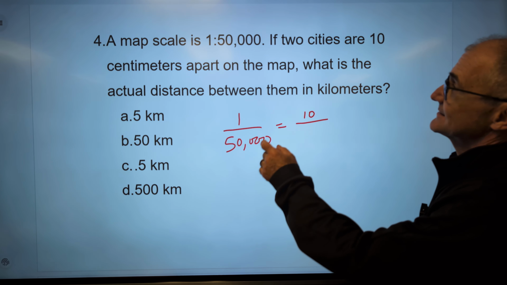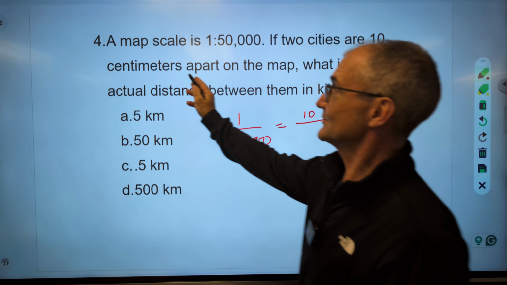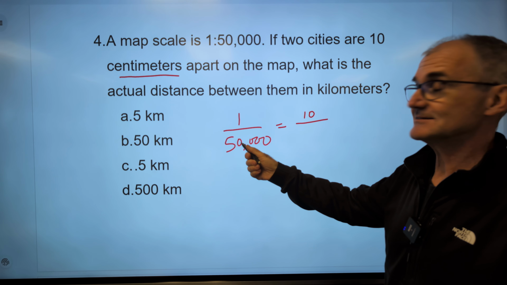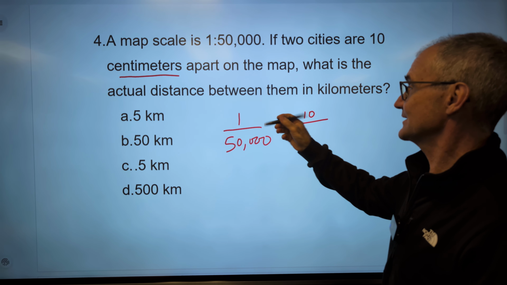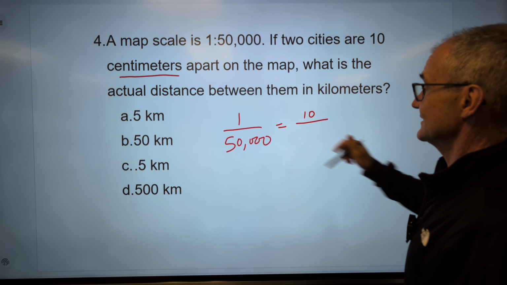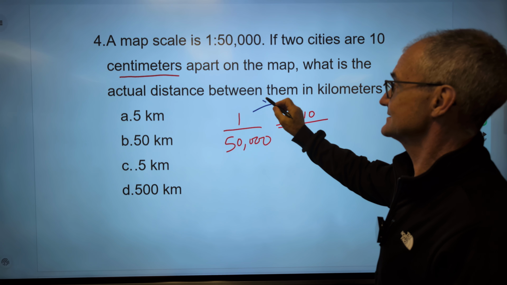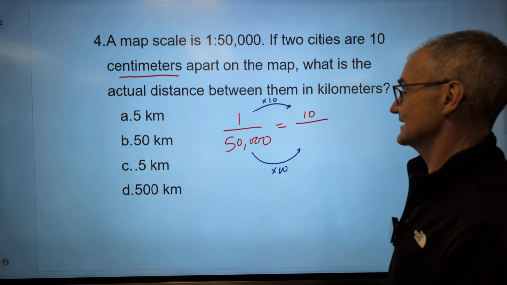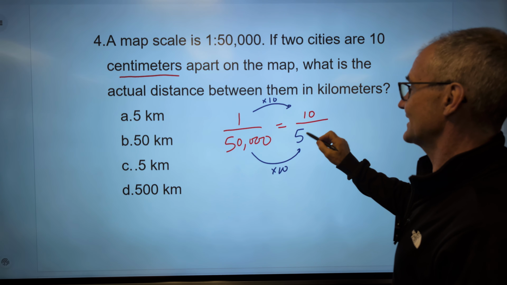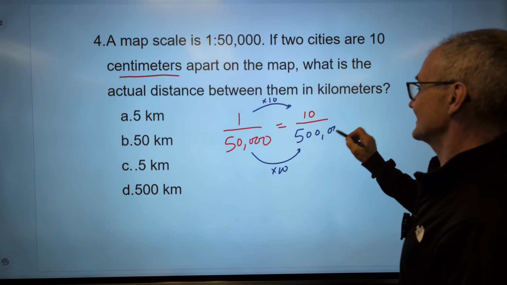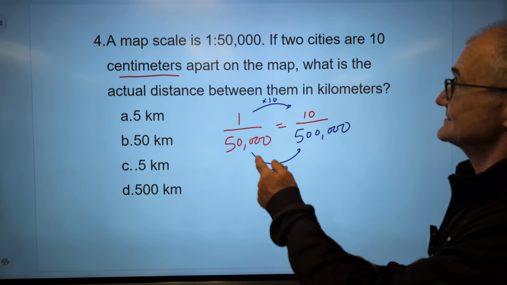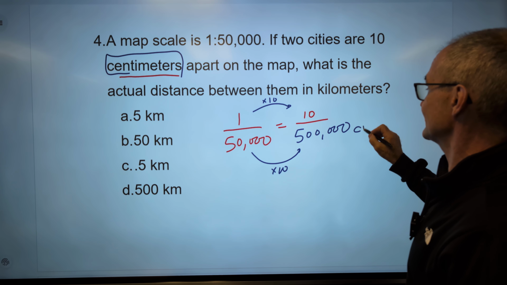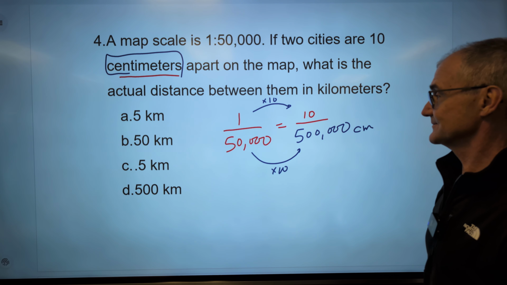Okay, so this is in centimeters. That's important. So I have my ratio 1 to 50,000. Well, how do I go from here to here? I multiply by 10. Therefore, I have to multiply by 10. That gives me 500,000. And then this is the important part, centimeters here. So that gives me 500,000 centimeters.